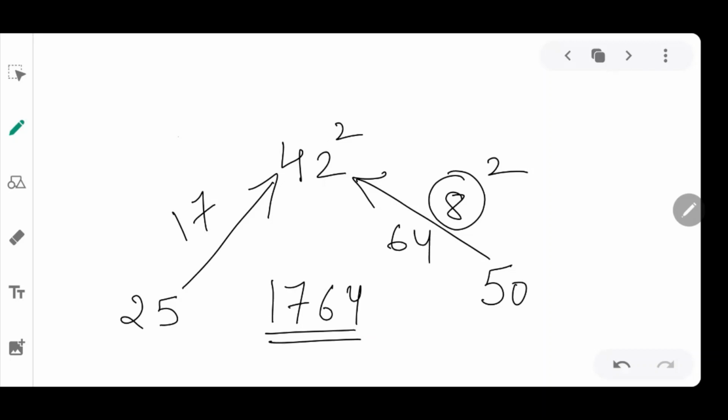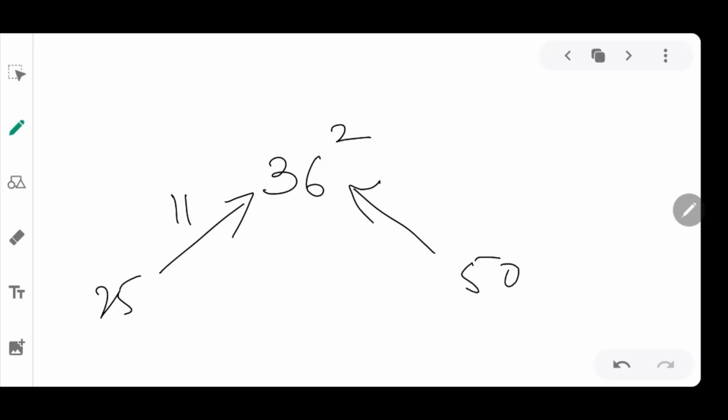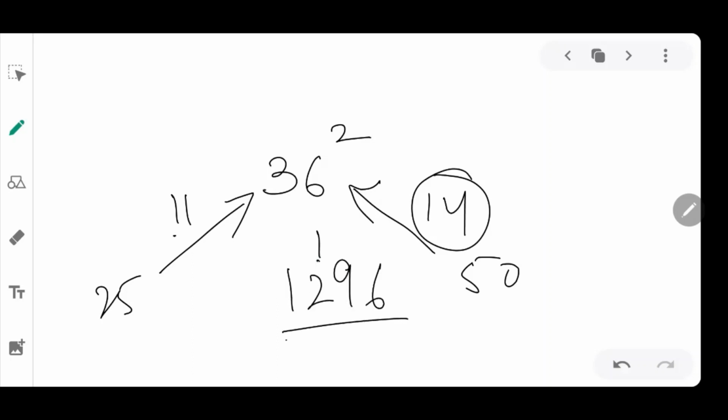Now let's take another example. Now we want to find the square of 36. How much is it less than 25? 11. And how much is it less than 50? 14. Square of 14 I know. It is 196. 11 plus 1, 12, so 1296. This is the answer. So you can choose any method to find the square.